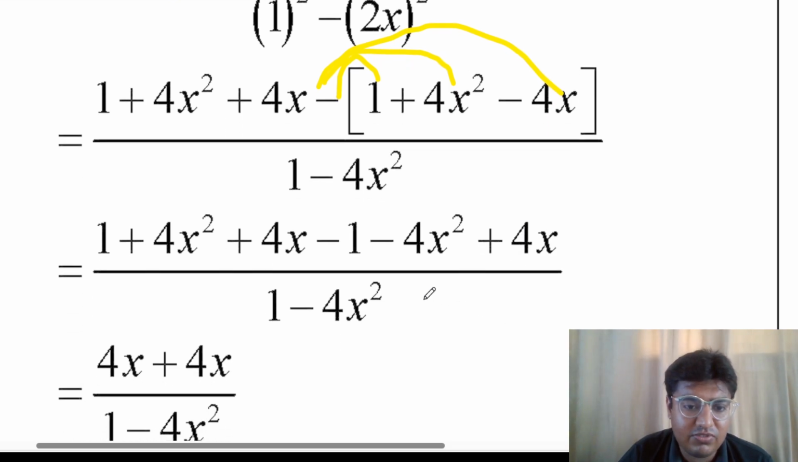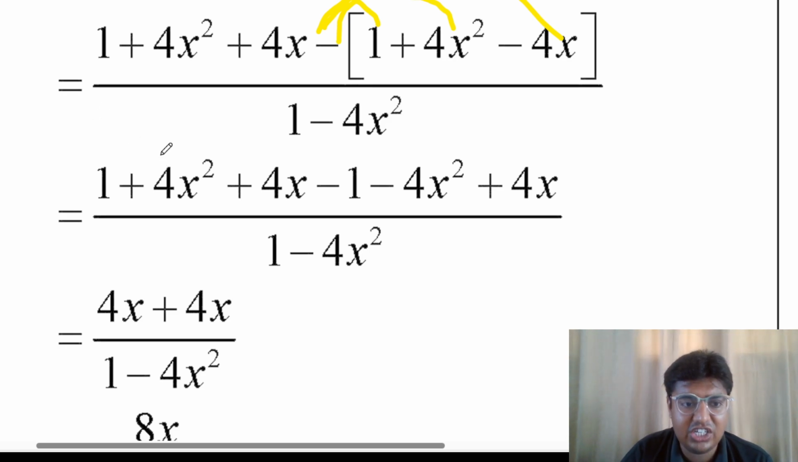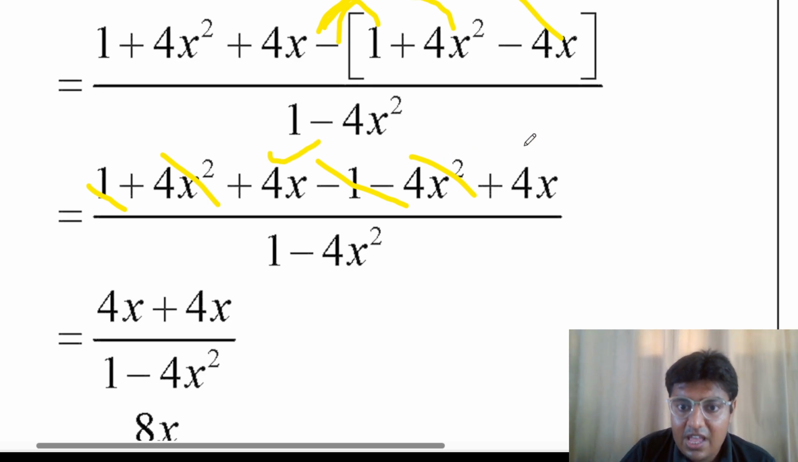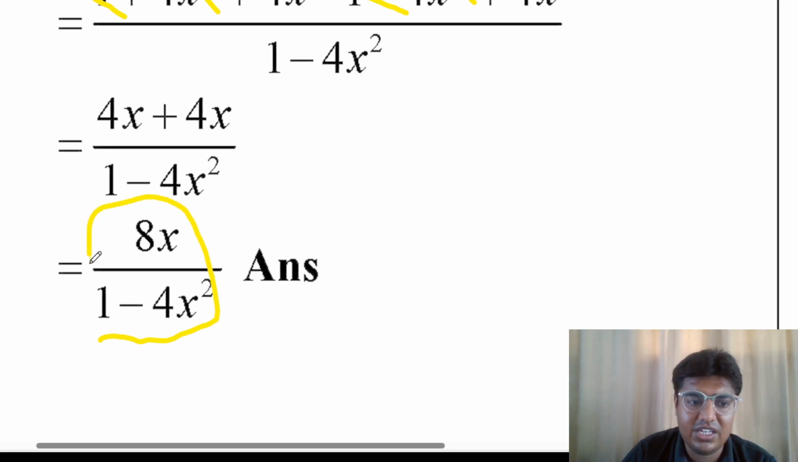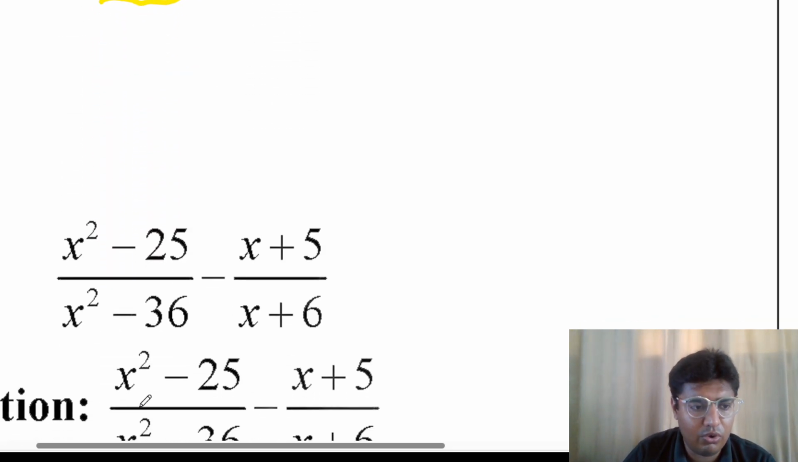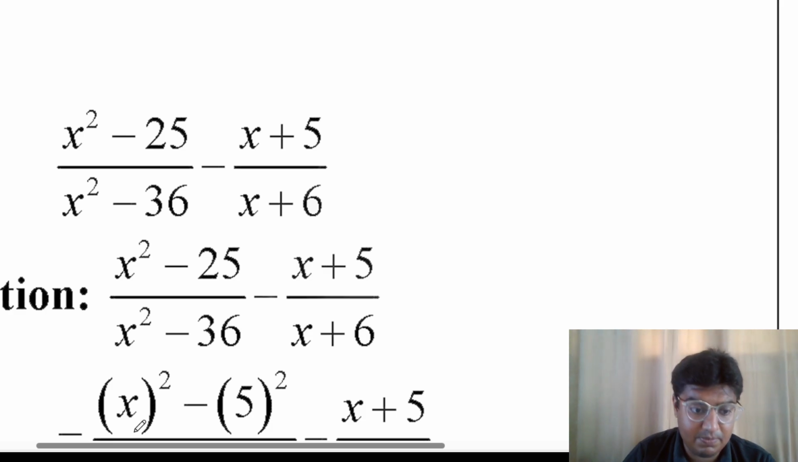Don't make this type of silly mistake. After cancellation, plus 4x square minus 4x square, plus 1 minus 1, plus 4x plus 4x. This one is not going to be cancelled, so it will become 8x, and the denominator will remain the same. Now this one is the lowest form. Okay, moving towards the next part.